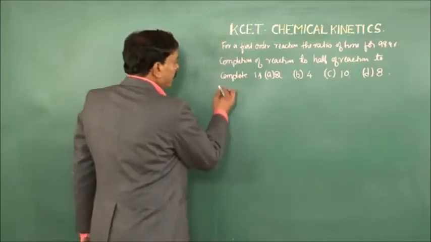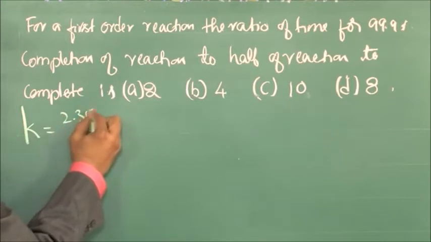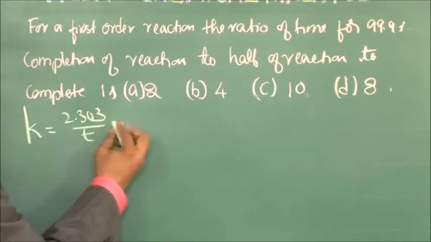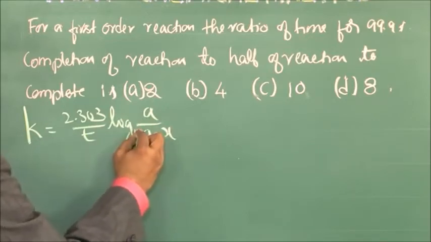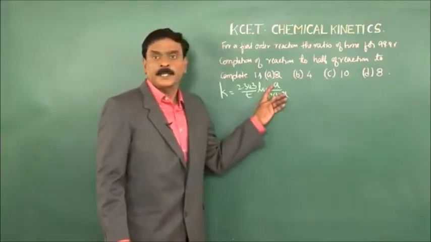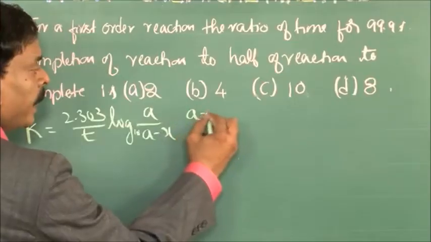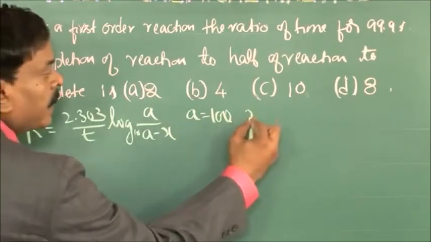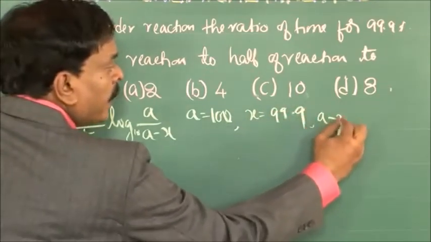For a first order reaction, the expression for rate constant is K is equal to 2.303 by t into log of a by a minus x to the base 10. Here, a is the initial concentration, x is the amount that has reacted in time t, and a minus x is the amount unreacted in time t. So here, if we take a as 100, then x is equal to 99.9 and a minus x is equal to 1.